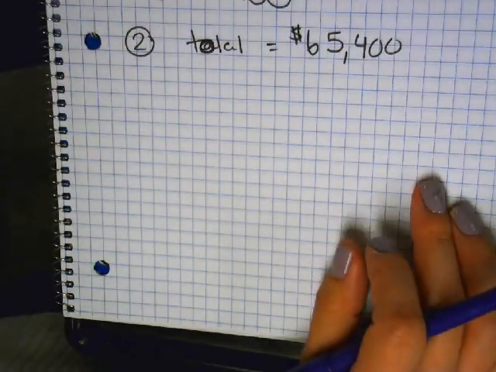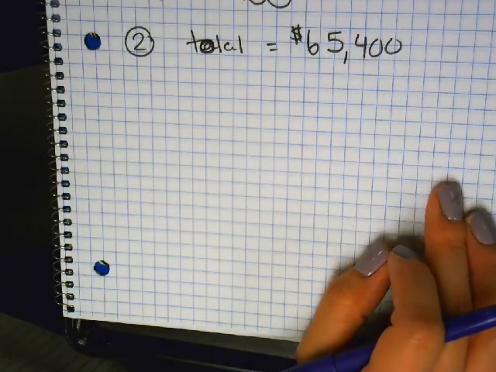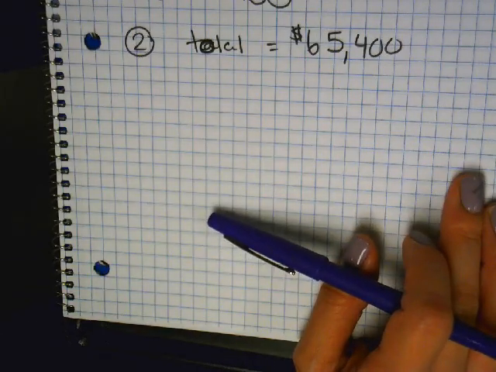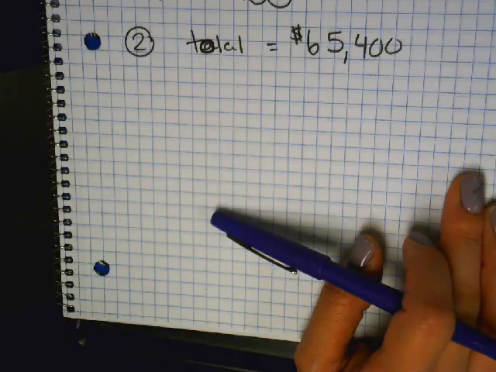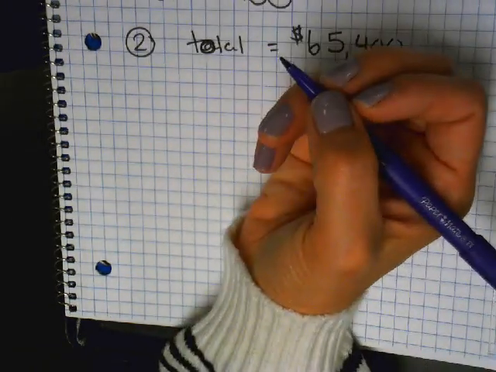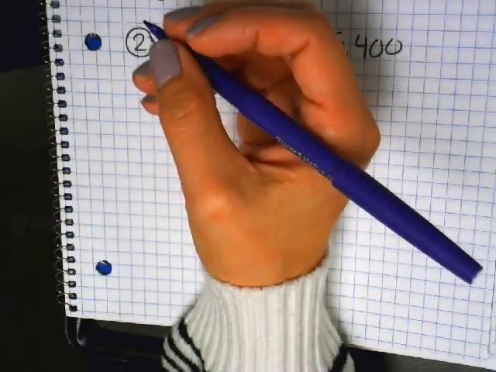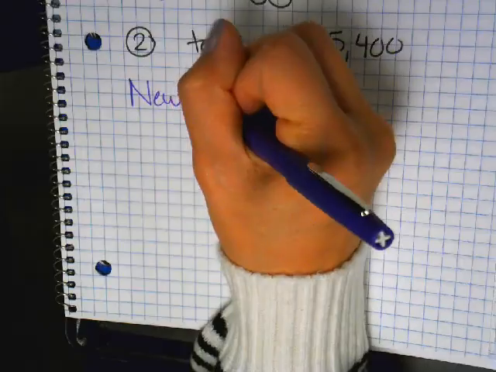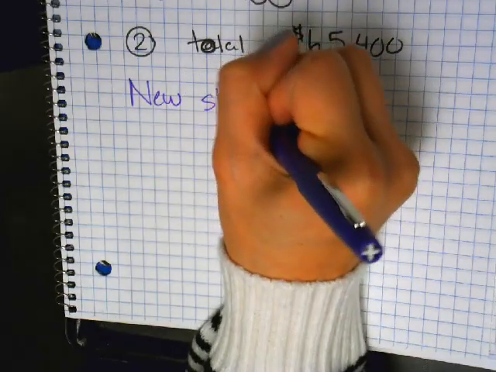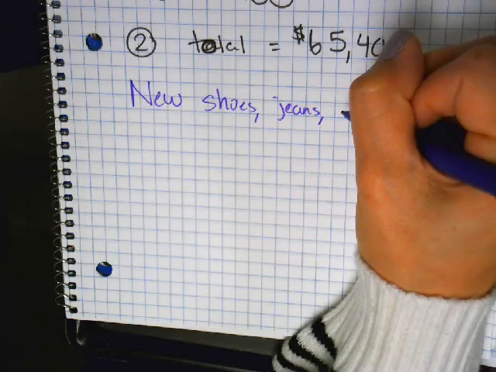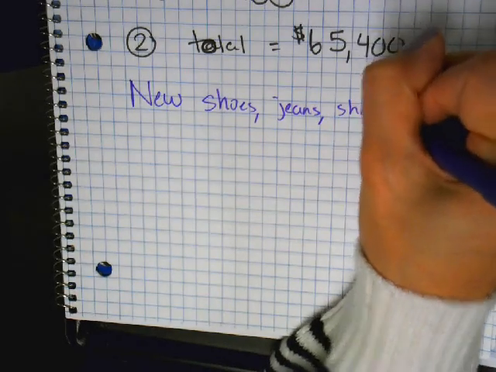Let's see. What else do we buy? Mini fridge. Yeah. Why not? Let's say our new shoes, jeans, shirts for the new year.